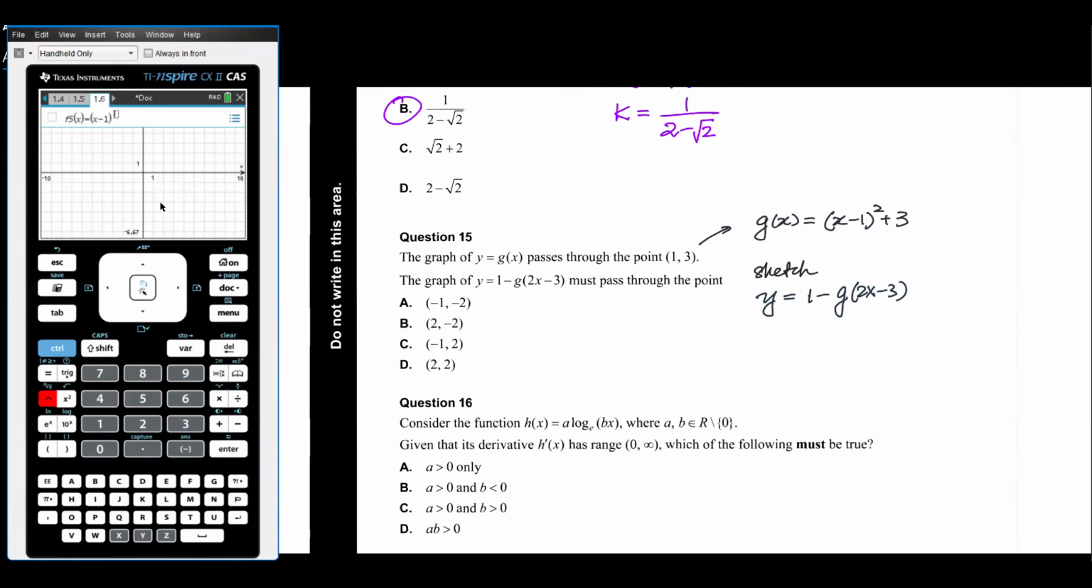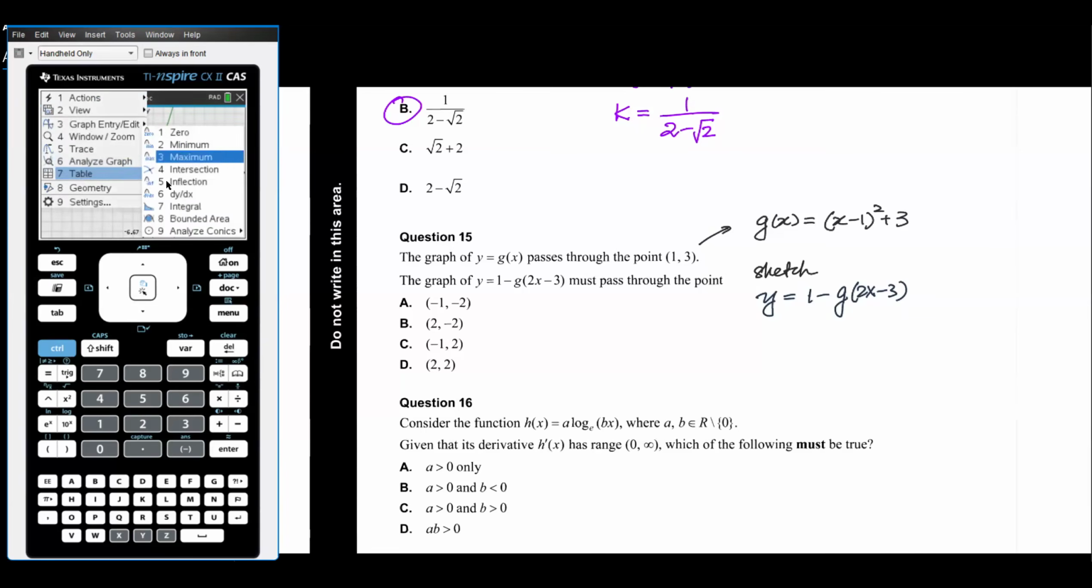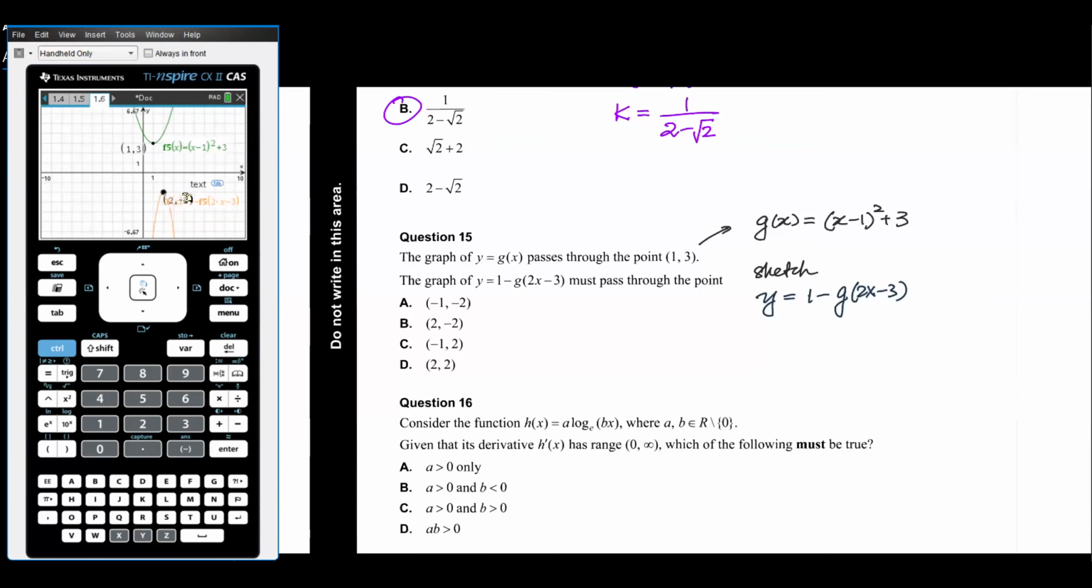So x minus 1 squared plus 3. Yep, the graph passed through the point here. Then you just do 1 minus g of 2x minus 3. And have a look here. Previously, it was a minimum. And now it's a maximum. Okay? So you must have, let's say, 2 minus 2.